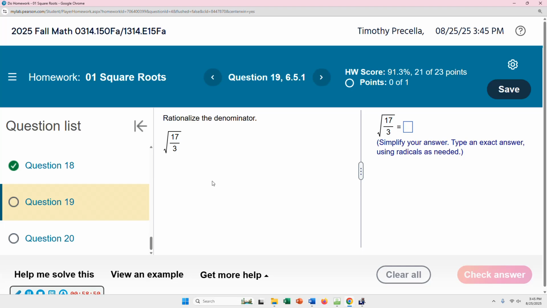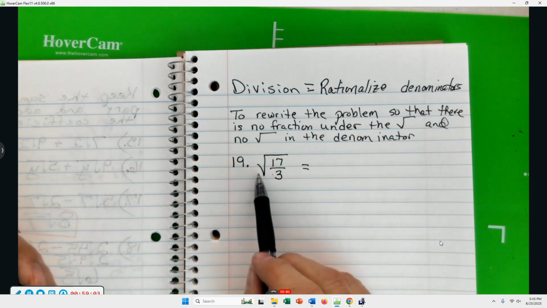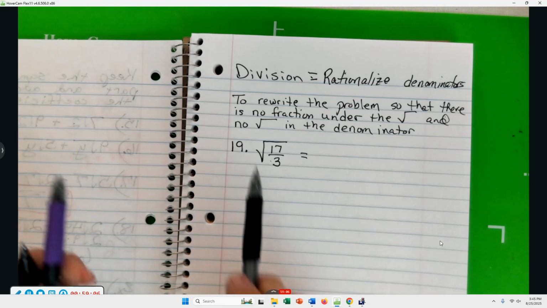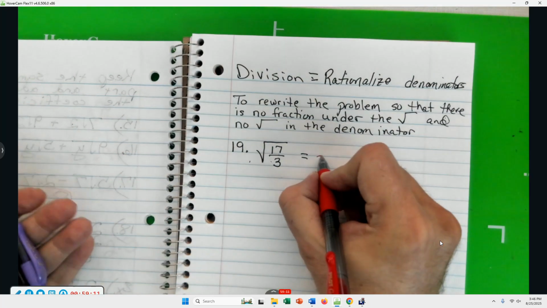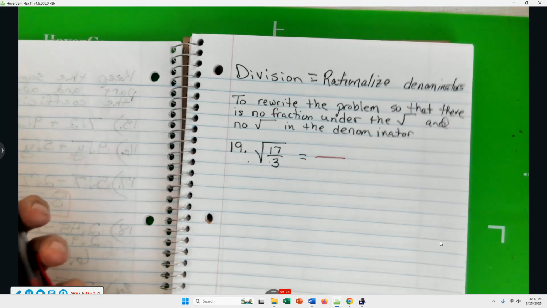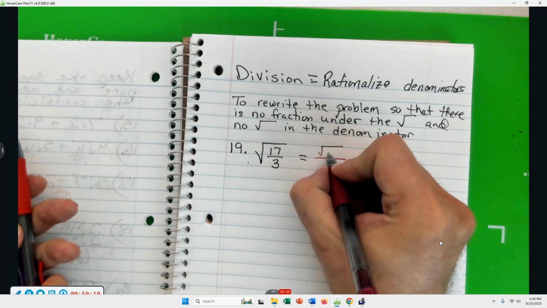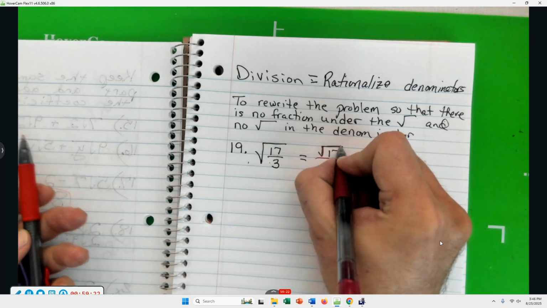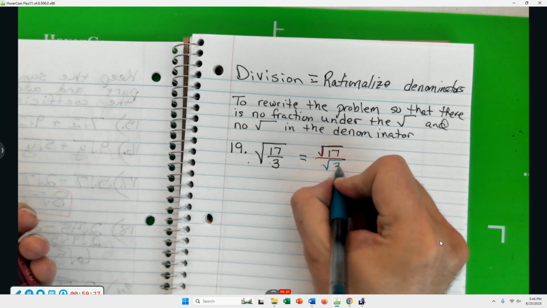I'm going to write down number 19. The square root of 17 over 3. Here the fraction is under the square root symbol, so that square root applies to both of them. What I like to do then is to rewrite it: square root of 17 over the square root of 3.